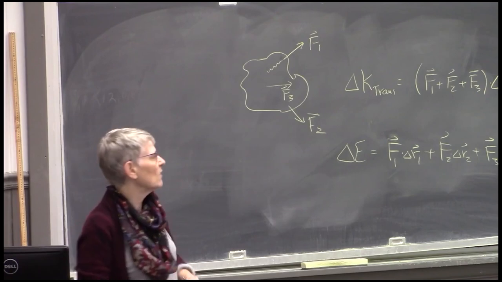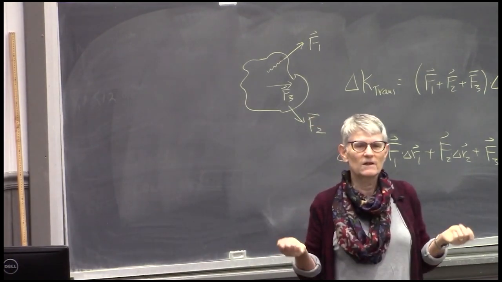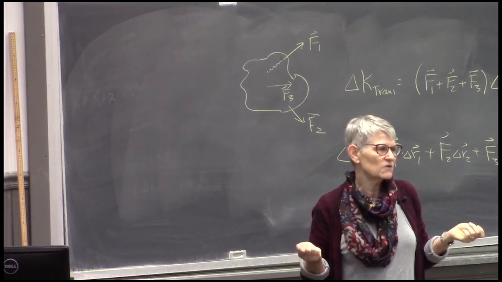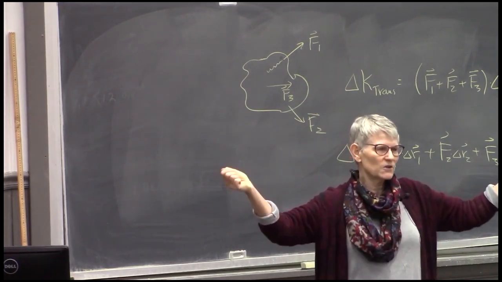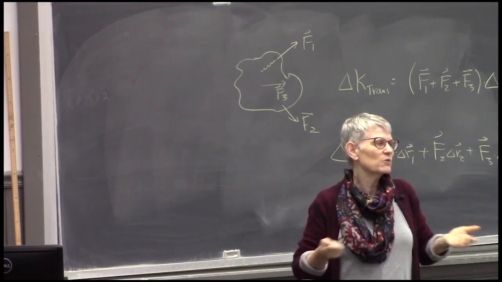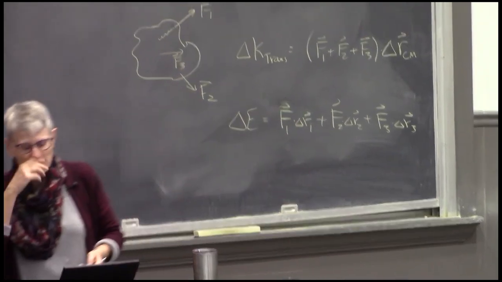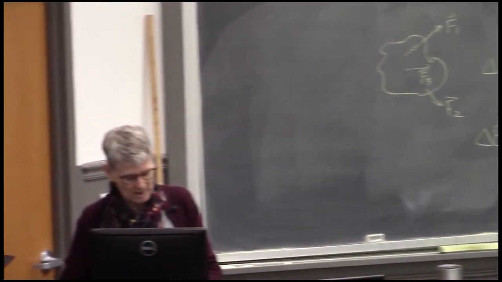And by modeling the system two ways, first as a point particle, we can find the change in translational kinetic energy. Then we model it as the full extended system and find the change in total energy. By the difference, we can find out something about the change in what we're going to call the internal energy of the system. So let's see if we can apply this a little bit.